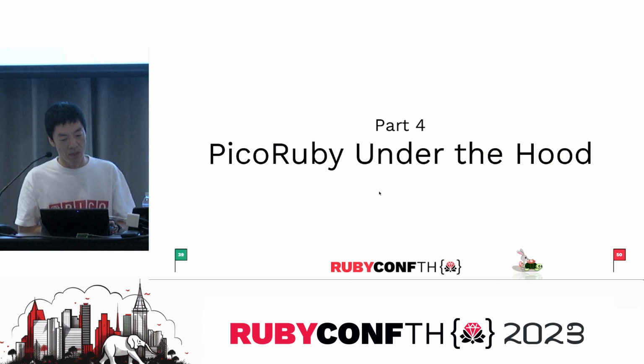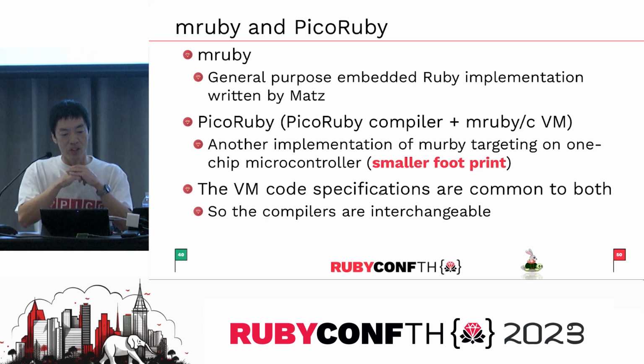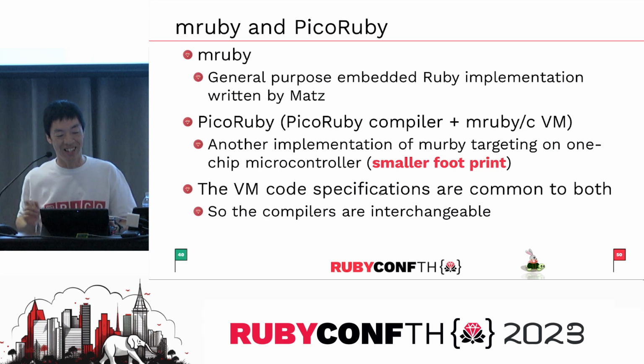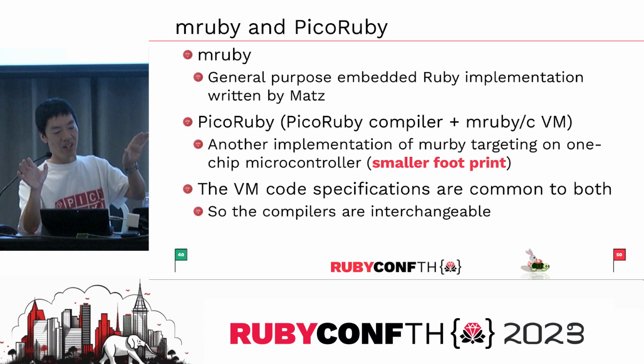the last part, PicoRuby under the hood. As you know, mruby is a general-purpose embedded Ruby implementation written by Matz. And PicoRuby consists of the PicoRuby compiler and mruby/c VM, another implementation of mruby targeting one-chip microcontrollers. It focuses on a smaller footprint. The VM code specifications are common to both mruby and PicoRuby, so the compilers are interchangeable.